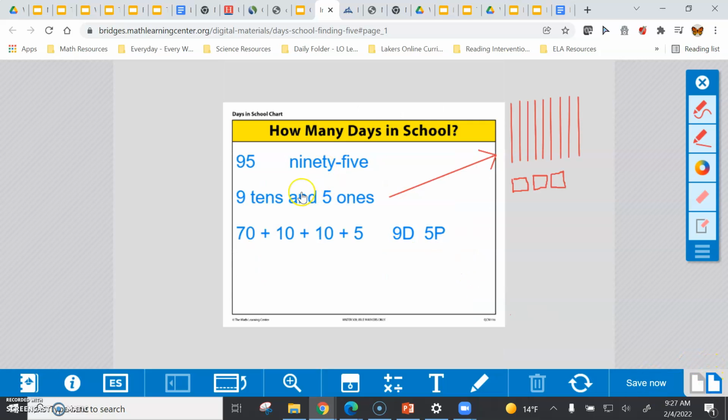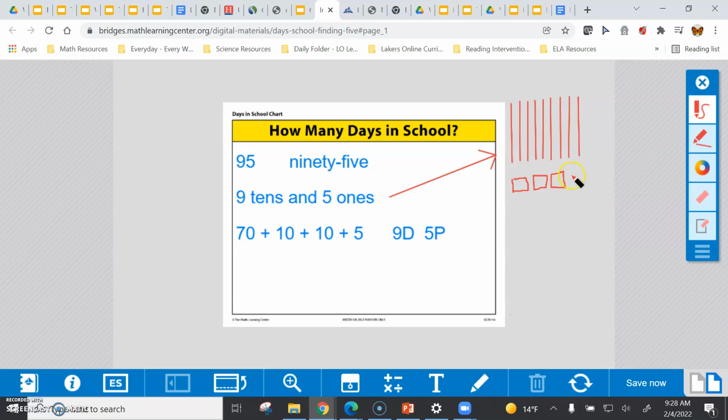Now, I've started this a little bit for us because I want to spend more time over here. We have the number 95. We have the number word 95. We have 9 groups of 10, which is just as we counted a few minutes ago. 10, 20, 30, 40, 50, 60, 70, 80, 90. And now we need to make it 95.